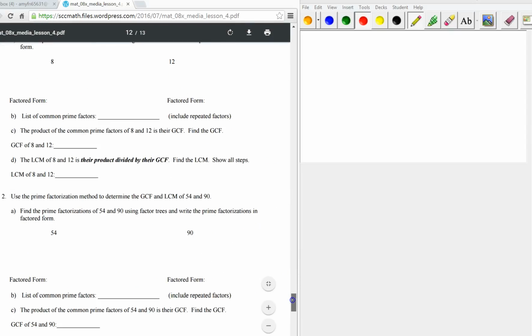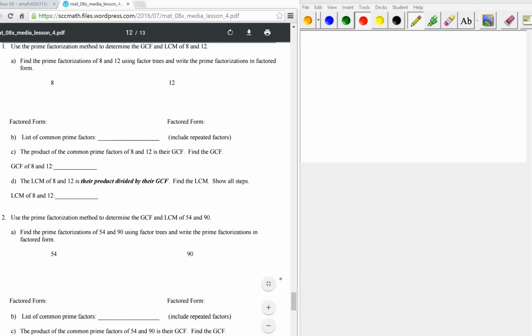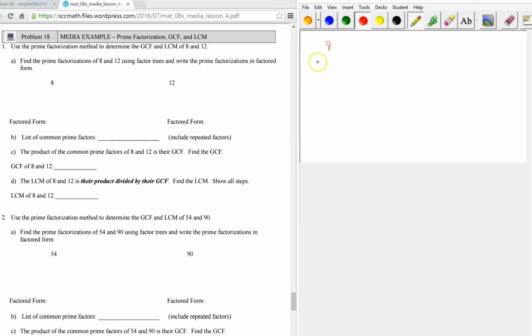So let's look at this example with 8 and 12. This is probably not a way that you've taught GCF and LCM before. If we have 8, its prime factorization is 3 factors of 2. If we have 12, it's 2 factors of 2 and a factor of 3. Then we have them find the list of common prime factors, including repeated factors. So the GCF is 2 times 2. And then the LCM.